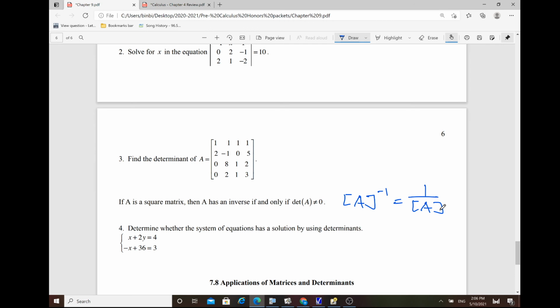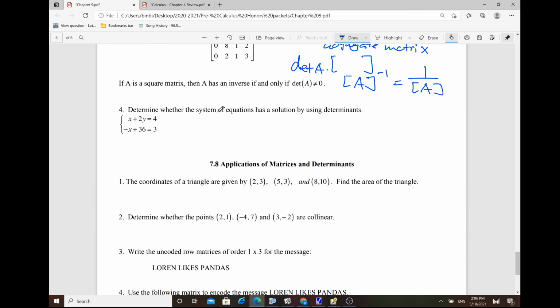Okay, so the determinant of A times certain things here. It's called the adjugate matrix. So that bracket right there is called the adjugate matrix. And that's something we'll talk about in the next section.